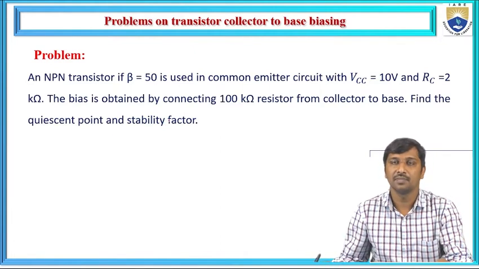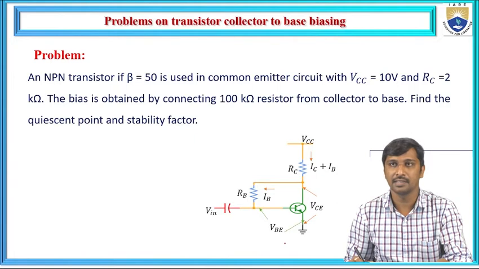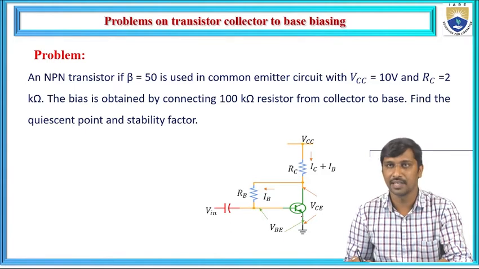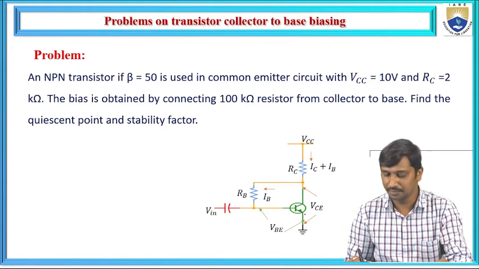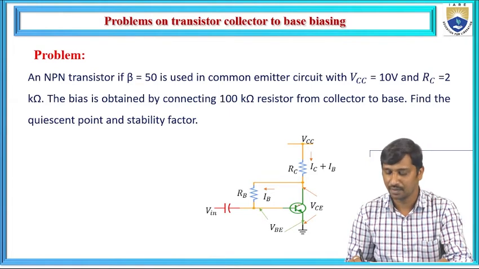For this problem, we are going to choose a collector to base biasing by using the bipolar junction transistor. Hence, I considered collector to base biasing with a bipolar junction transistor under the common emitter configuration. Here I considered an NPN transistor, and in this NPN transistor, the emitter is common for the input side as well as the output side.